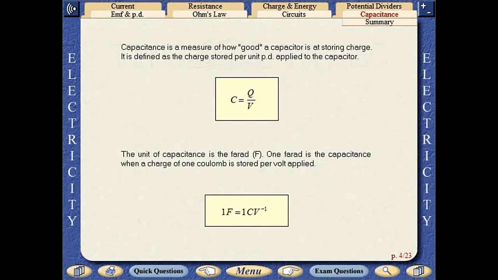Capacitance is a measure of how good a capacitor is at storing charge. It is defined as the charge stored per unit PD applied to the capacitor. The unit of capacitance is the farad. 1 farad is the capacitance when a charge of 1 coulomb is stored per volt applied.